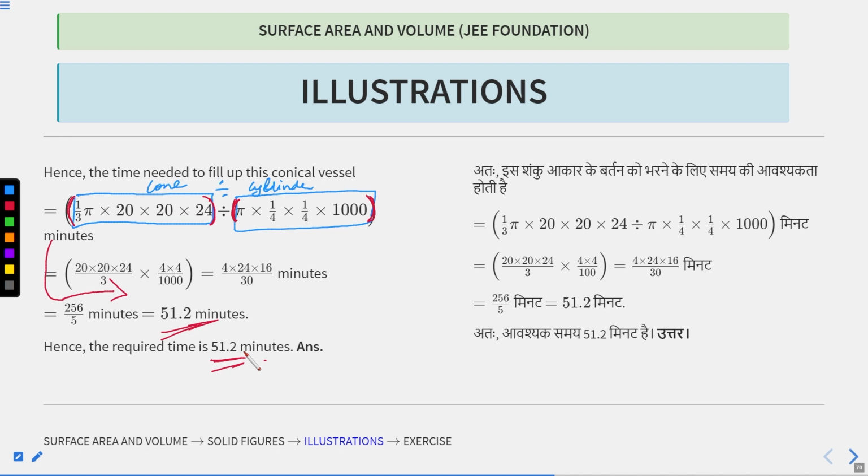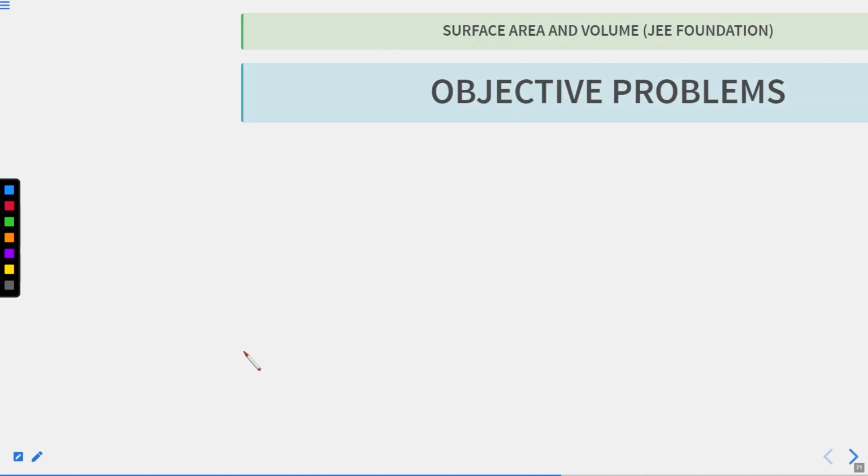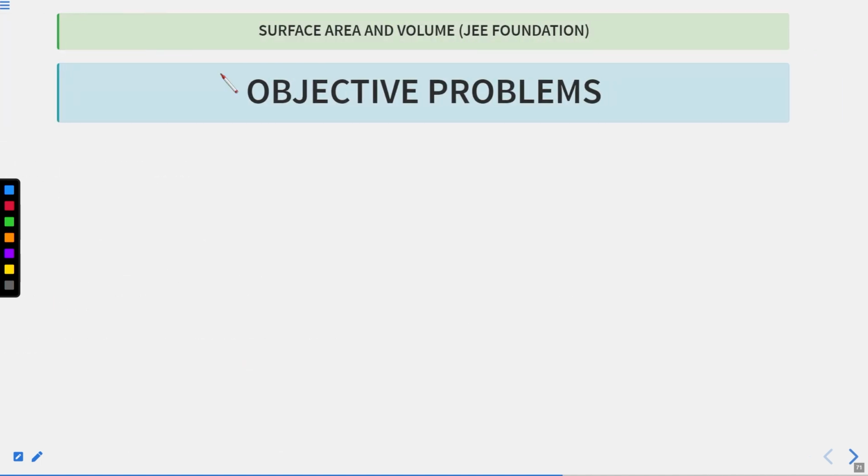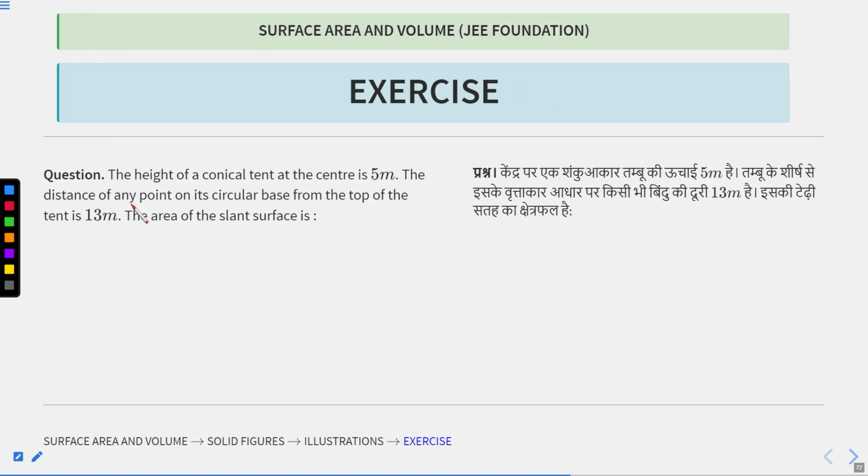Now let's move to the next question. Now we will see objective problems. So let's see some of the objective problems. First, the height of the conical tent. We are given a conical tent, something like this.